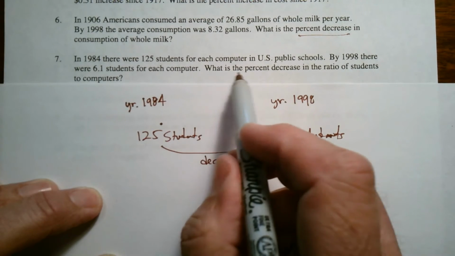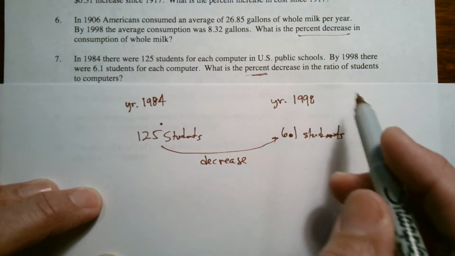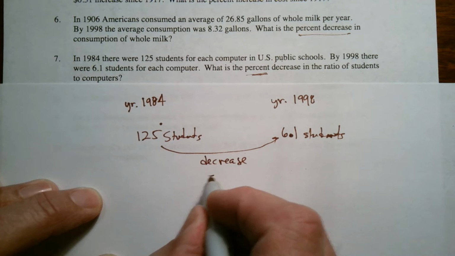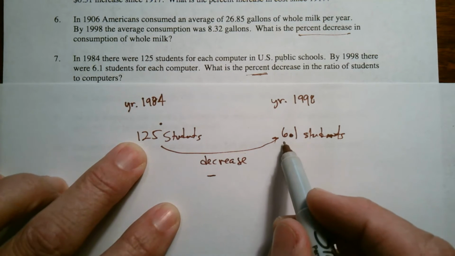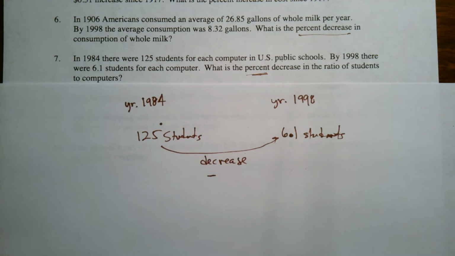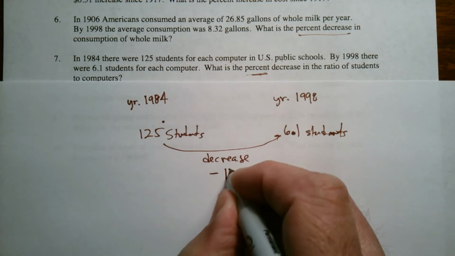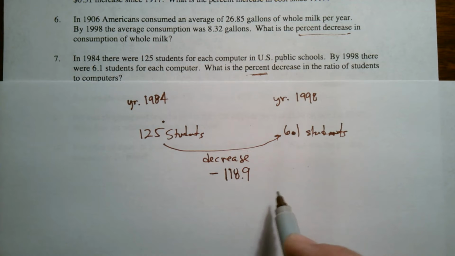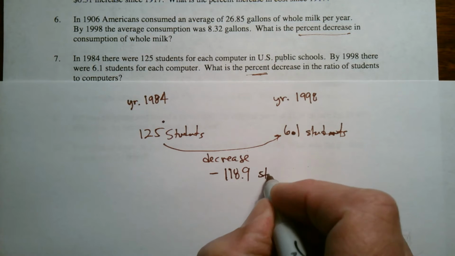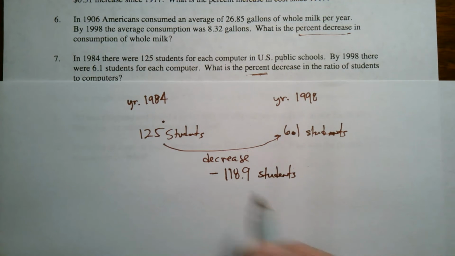So it says, what is the percent decrease in the ratio of students to computers? So how much did that decrease? First of all, my decrease, I can figure that number as far as number of students. If I take 125 and I subtract 6.1, you would get 118.9. So it decreased 118.9. That's the decrease as far as the number of students per computer. But I want to know, what is this as a percent? That's what I need to know.